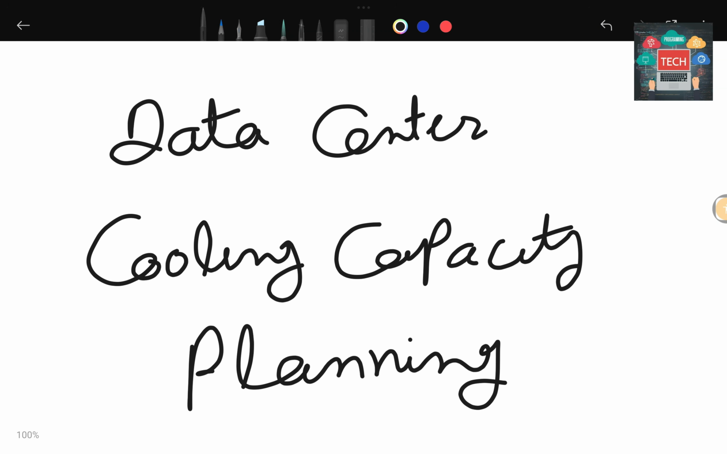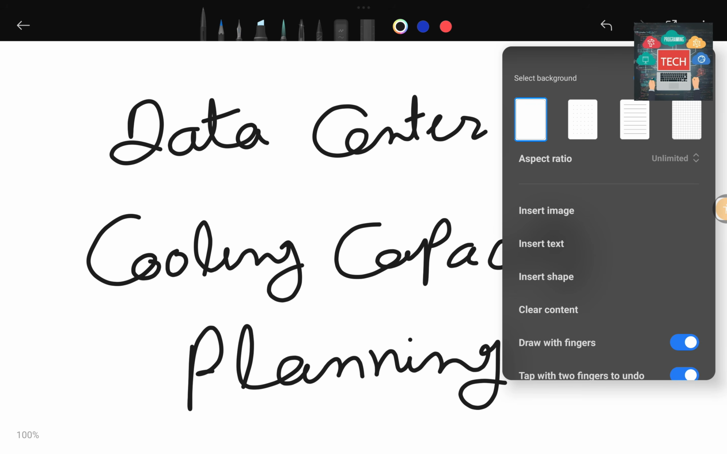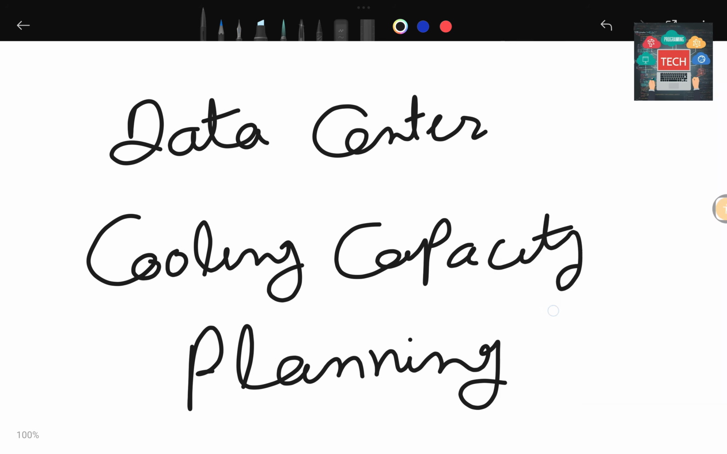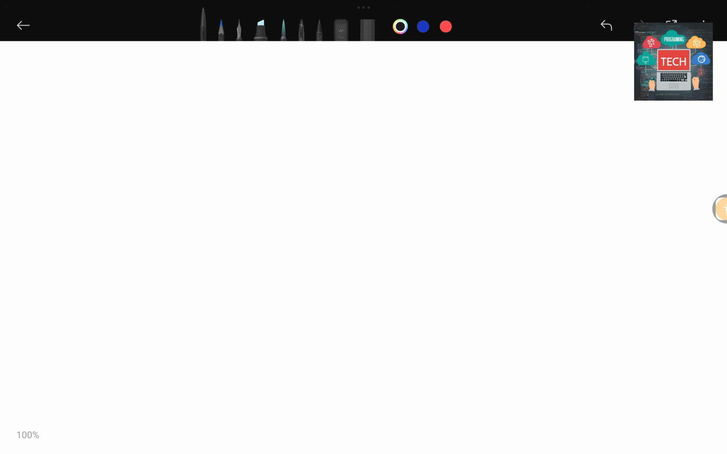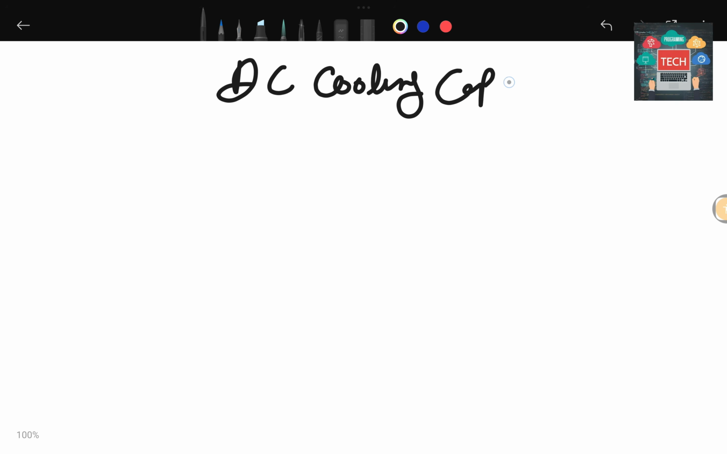So this is data center cooling capacity planning. Now I am clearing the screen. How is all this calculated? I will tell you how this is calculated in the data center. Number one, DC cooling capacity.